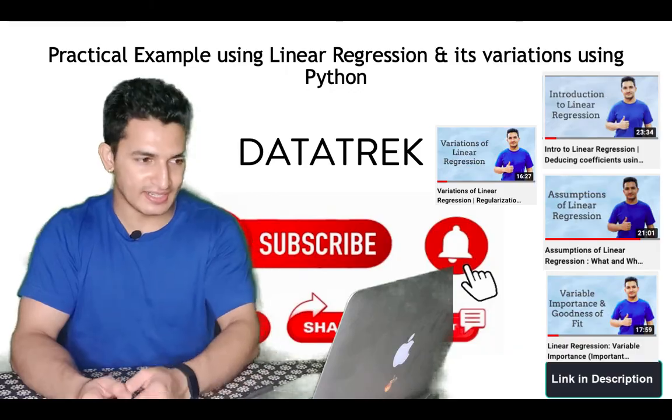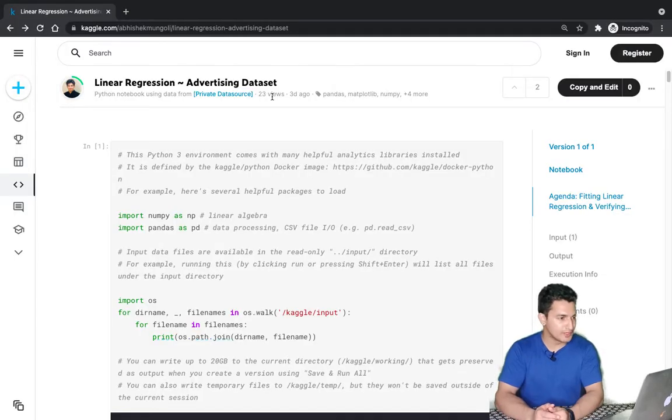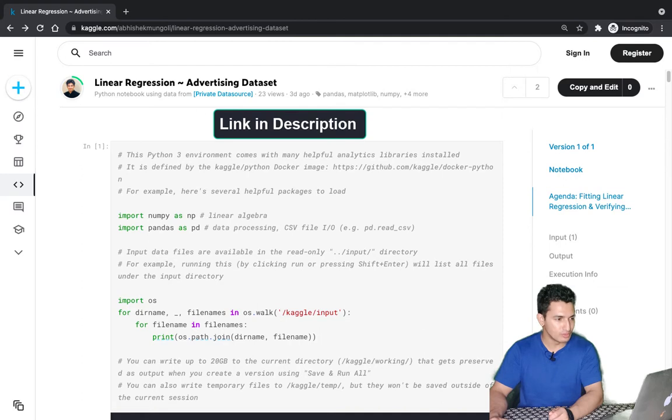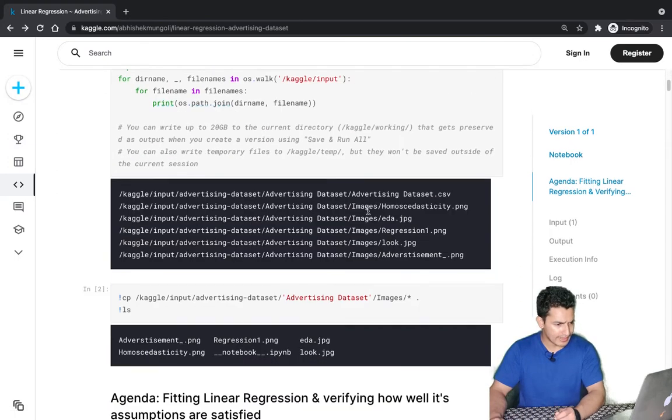So let's get started. From a practical standpoint, we will look at an advertising dataset and we will test all our learnings for linear regression on this dataset. I will make the link of this notebook available in the description section. You can click on this button to run the code yourself and make any changes if you wish to.